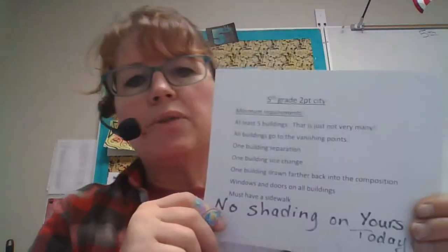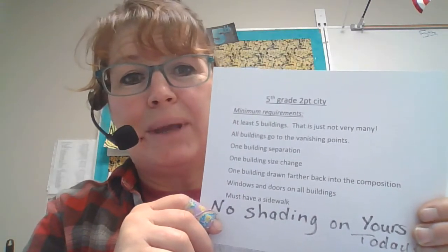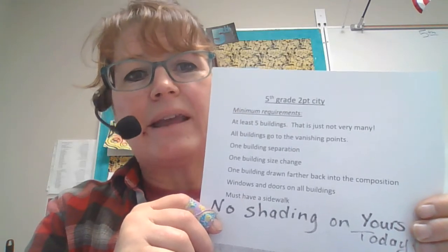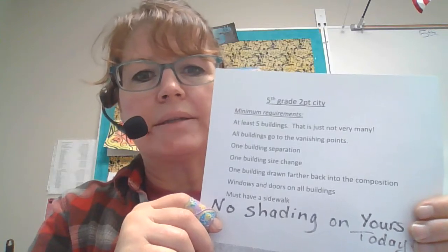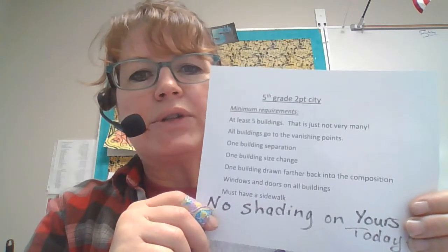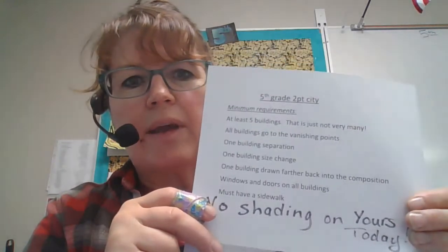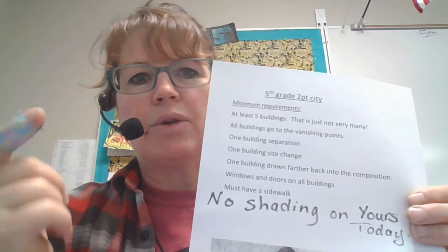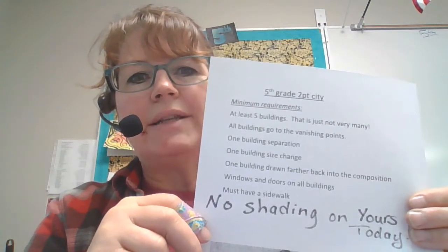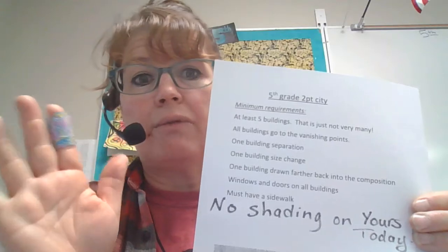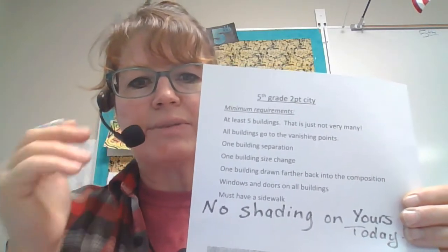So reading through the requirements, you need to have at least 5 buildings, and that's not very many. So I would say like 5 is the very minimum. You're probably going to do 8 to 12 buildings. All buildings have to go to the vanishing point. You need to have at least one building separation where we can see like an alley or a road going between the buildings. You need to have one size change, and you're going to have multiples. I have no doubt about that. Where you're going to have some buildings that are taller or some buildings that are smaller.